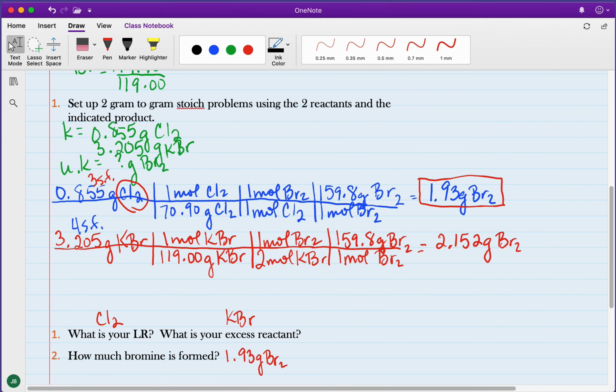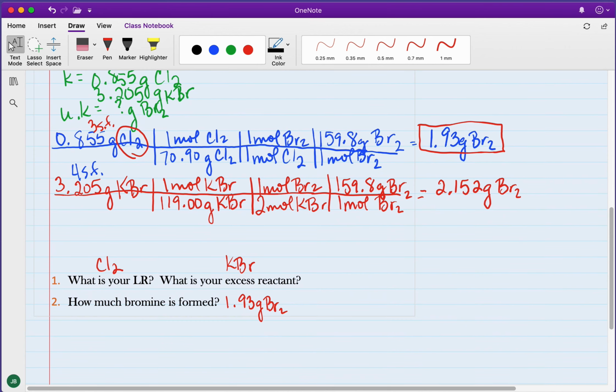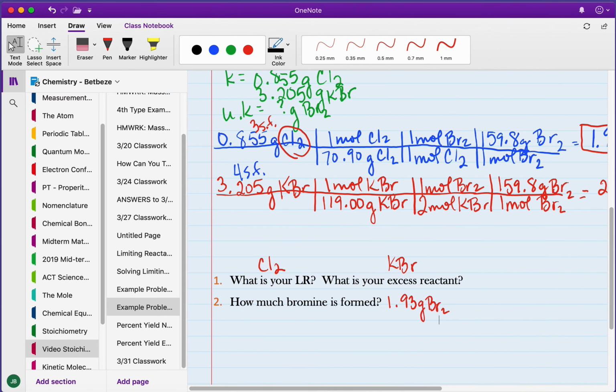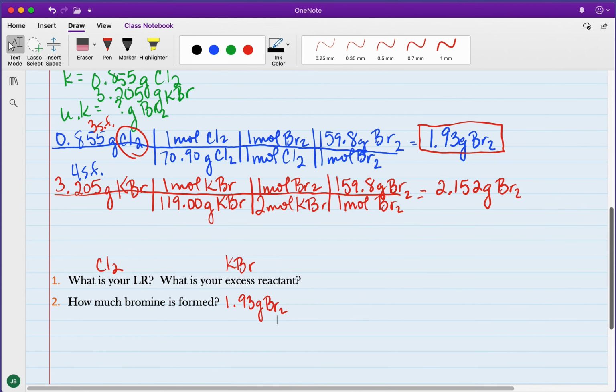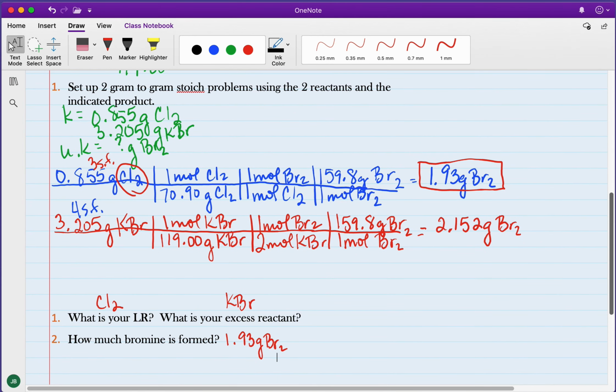All right, and I think that is where we're going to end this lesson. The next video is going to show you about percent yield and how that relates to limiting reactants. And then I'm going to work the first example problem, the first problem in your classwork for today.